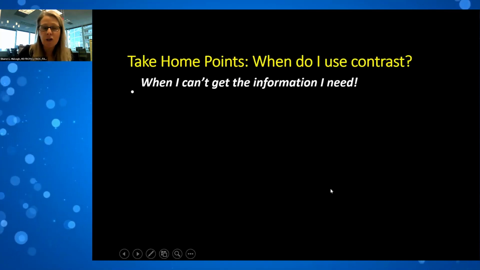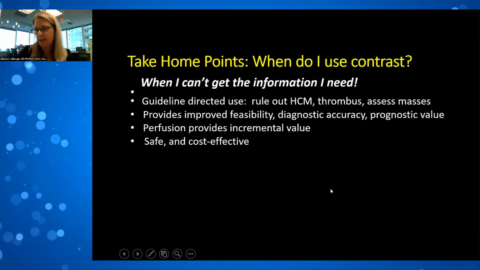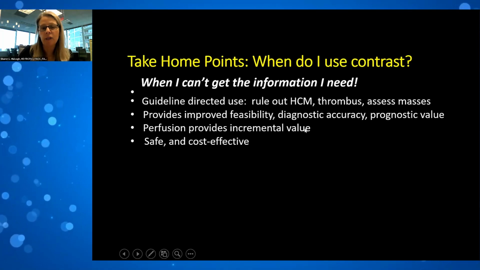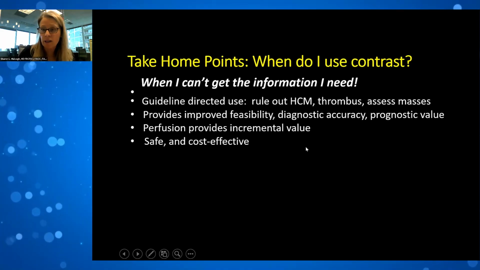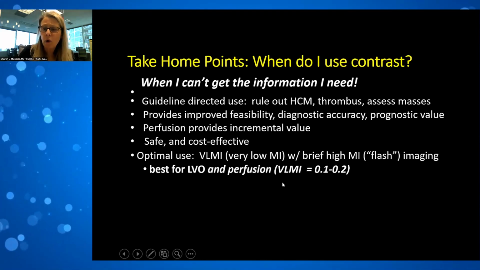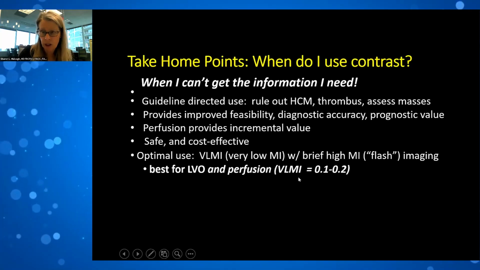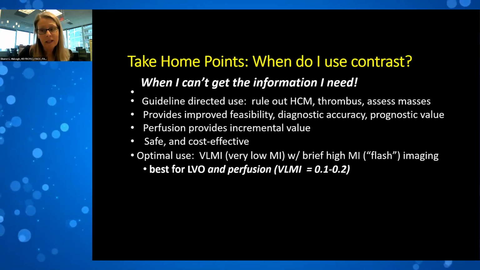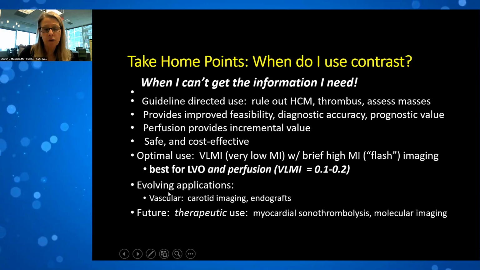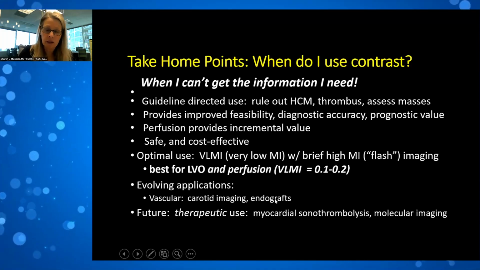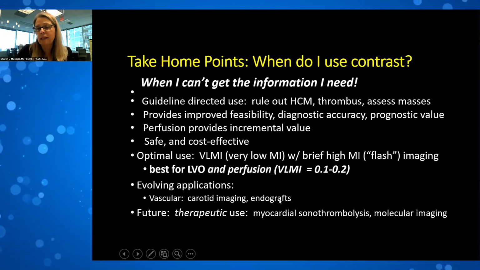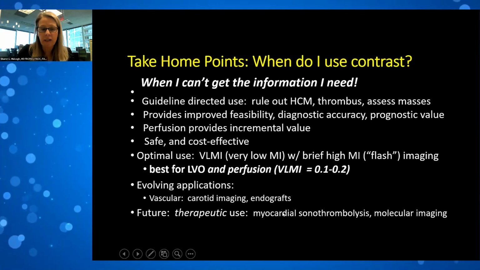So when do I use contrast? Well, when I can't get the information I need, if it's an indication that I know will be helped by contrast. And we've reviewed these. It's not only helpful to make a diagnosis, but also for prognosis, safe and cost effective, as Jordy has told you. And please use very low mechanical index imaging as your default imaging, because then we get the best endocardial definition, and as well, you can get the incremental information of perfusion. Watch for those newer applications to be able to enhance our detection of early atherosclerosis and vulnerable plaques, as well as assessing other vascular applications without the need for radiation.